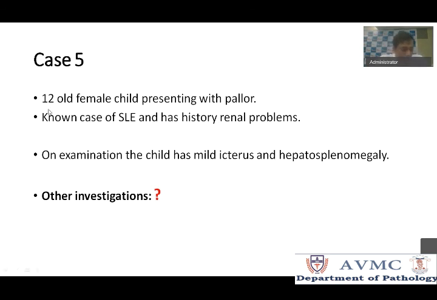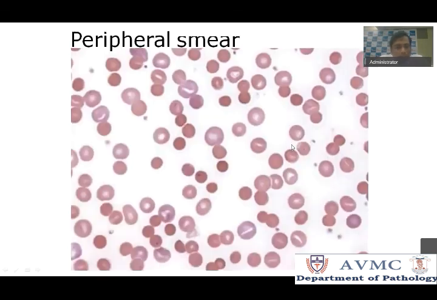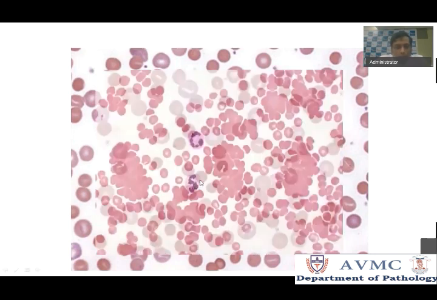This is a 12-year-old female child who presented with pallor. It's a known case of SLE. You know what SLE is, right? Systemic lupus erythematosus, which is an autoimmune disorder, and she has a history of renal problems. On examination, the child had mild icterus and hepatosplenomegaly. So this again confirms that this could be a case of hemolytic anemia. Now the peripheral blood: these are all normal RBCs, but again you're finding a lot of microspherocytes, right? Microspherocyte. As I move to another field, I can find something like this.